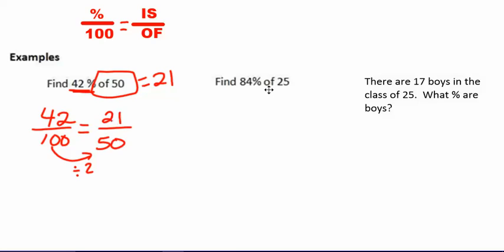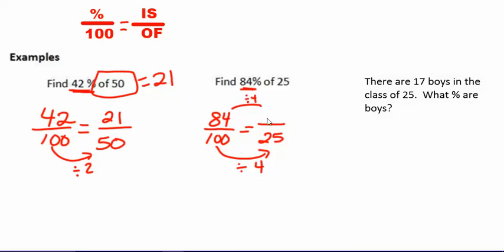Okay. Next one, 84% of 25. So if I write my percent, 84 out of 100 is equivalent to something. I've got of 25, so 25 goes on bottom. How did I go from 100 to 25? I got smaller, so I must be dividing. So I'm dividing by 4. If I divide the top by 4, again, I get 21. Okay, so my answer is 21.